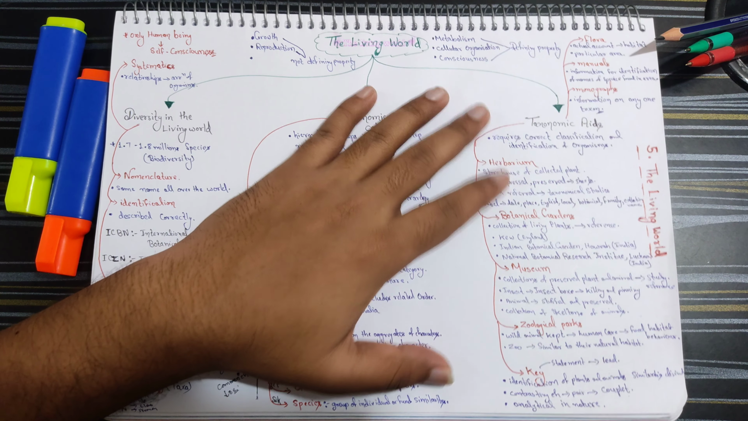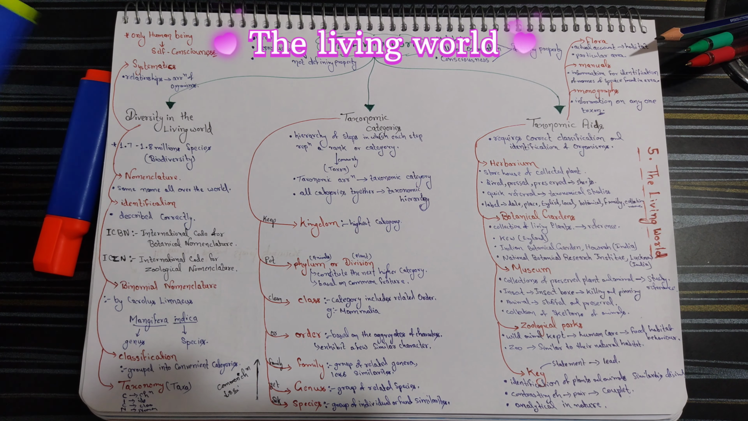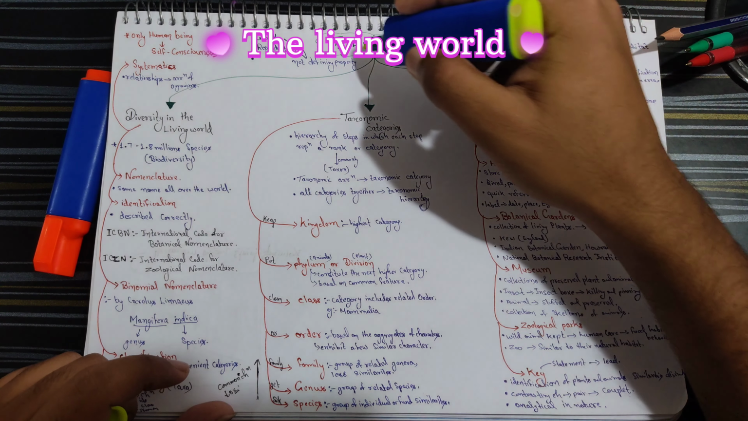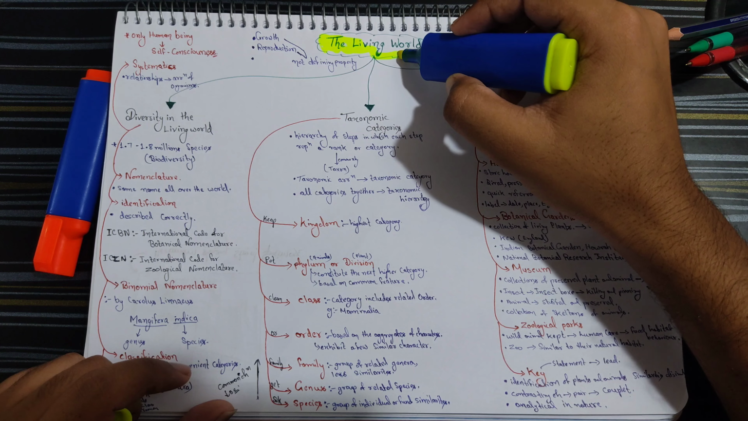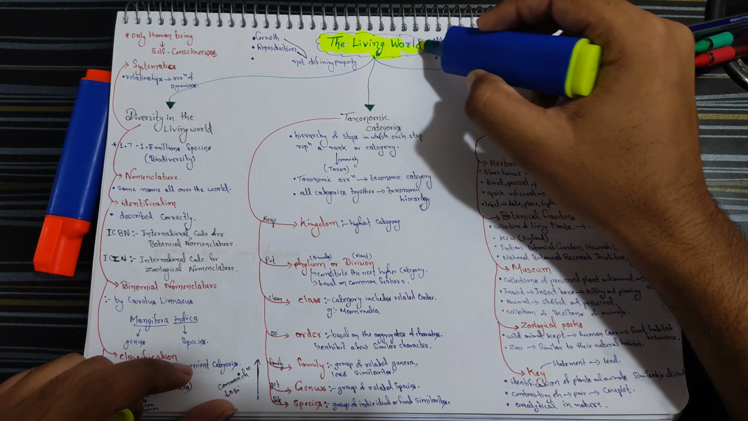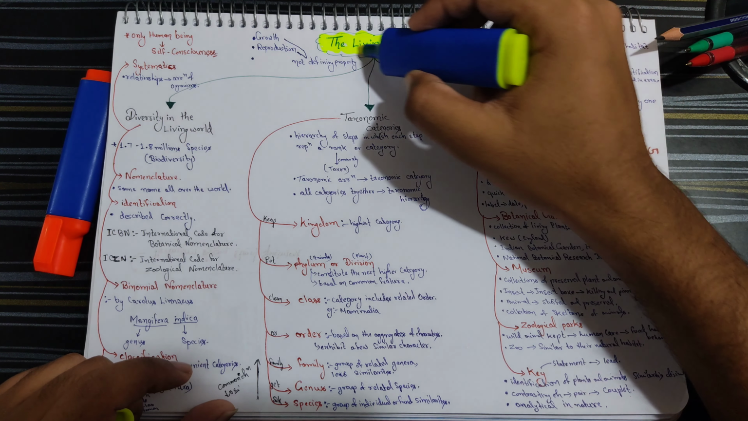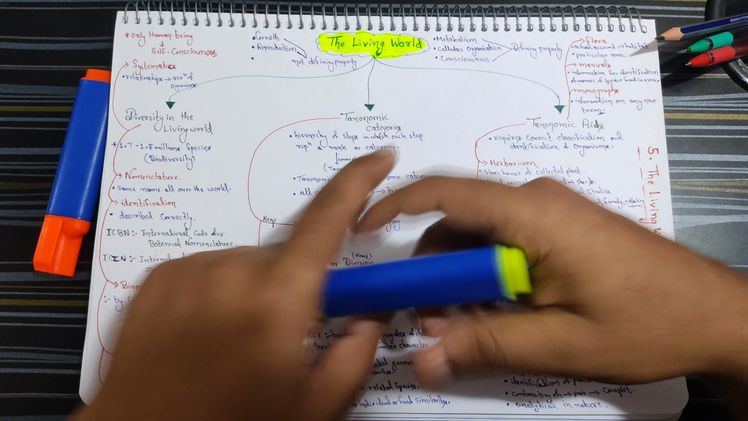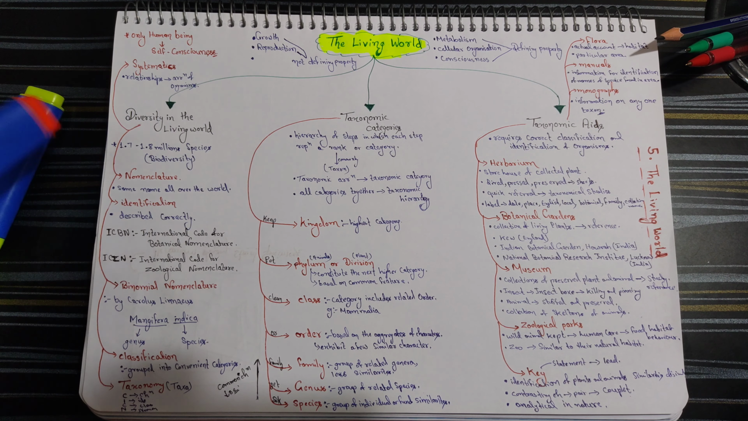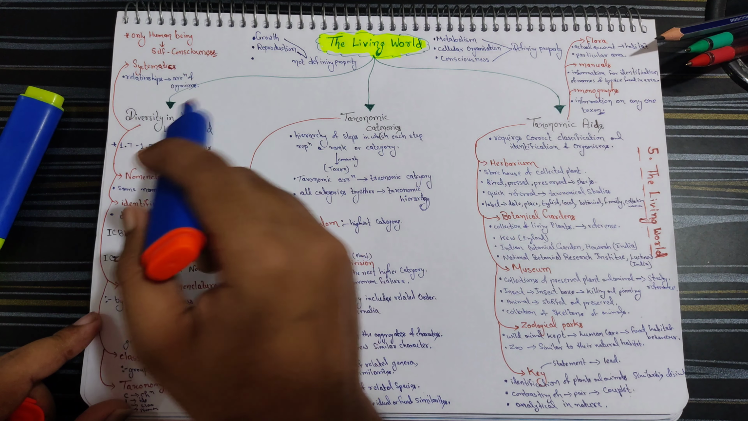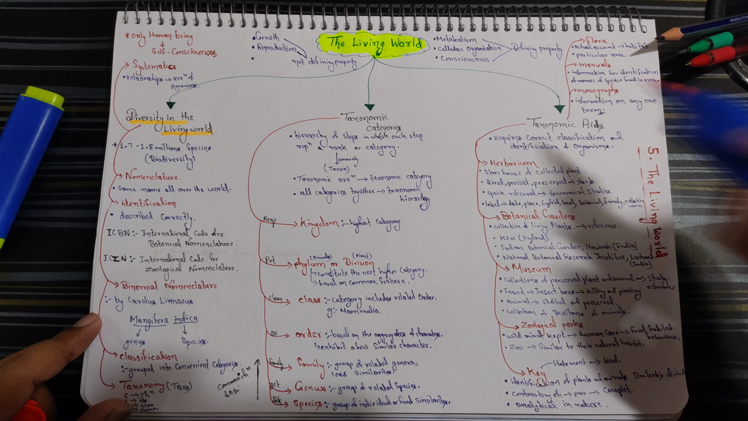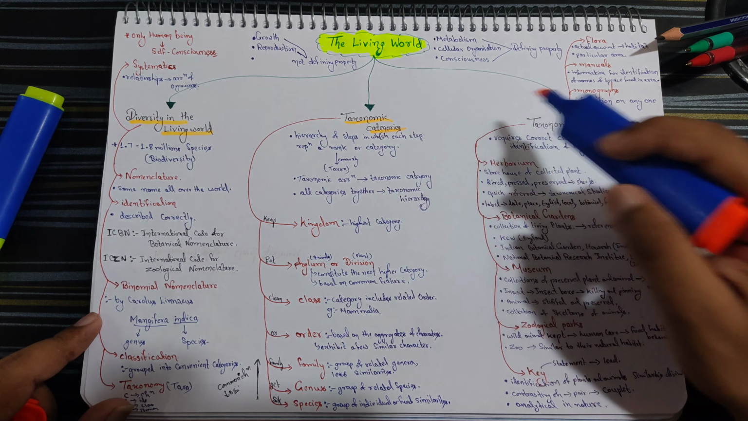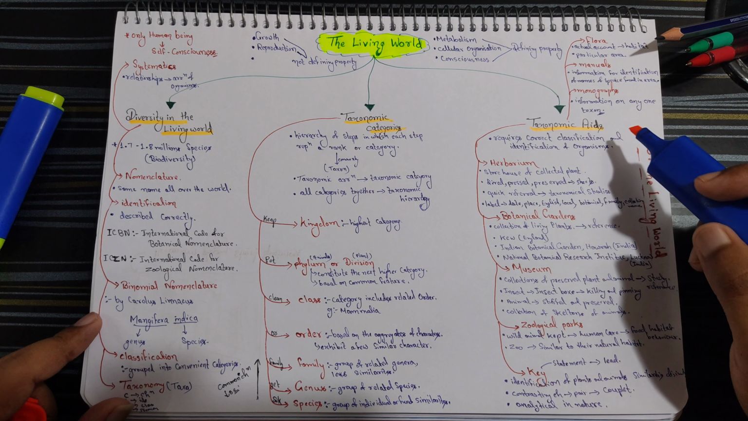And today our chapter is the living world. For the sake of convenience, the entire chapter is divided into three parts. That is diversity in living world, taxonomy category and taxonomic aids.